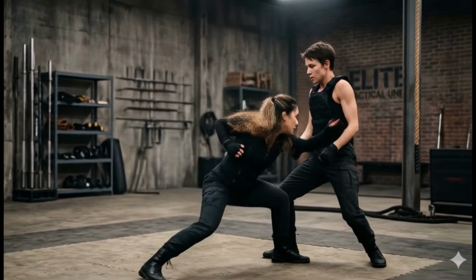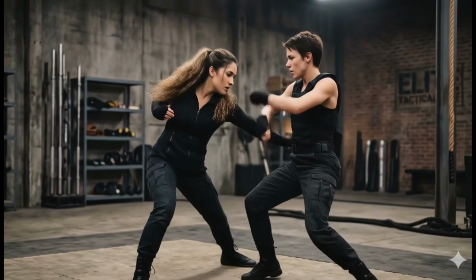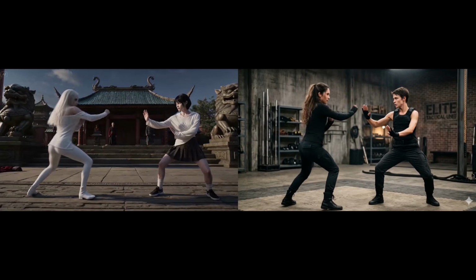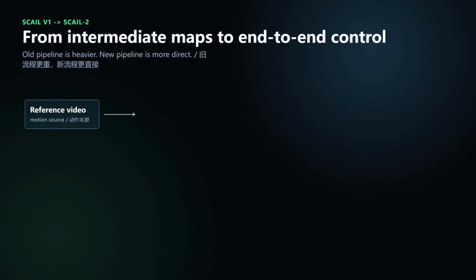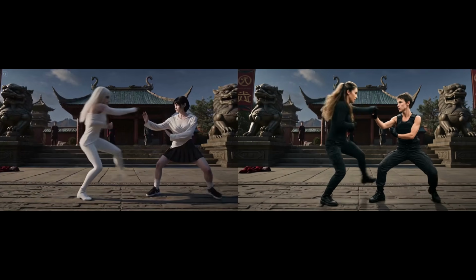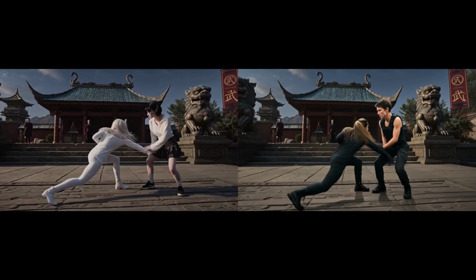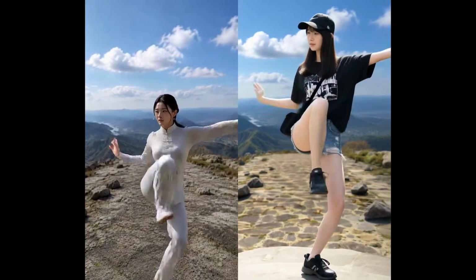Now SCAIL-2 is here, and its biggest change is that it no longer limits the reference video to depth, contour, and pose maps. It is starting to become an end-to-end video control model. You can directly give the model a reference video and a reference image and let it understand the relationship between motion, characters, and regions on its own. Of course, this does not mean it can do everything.